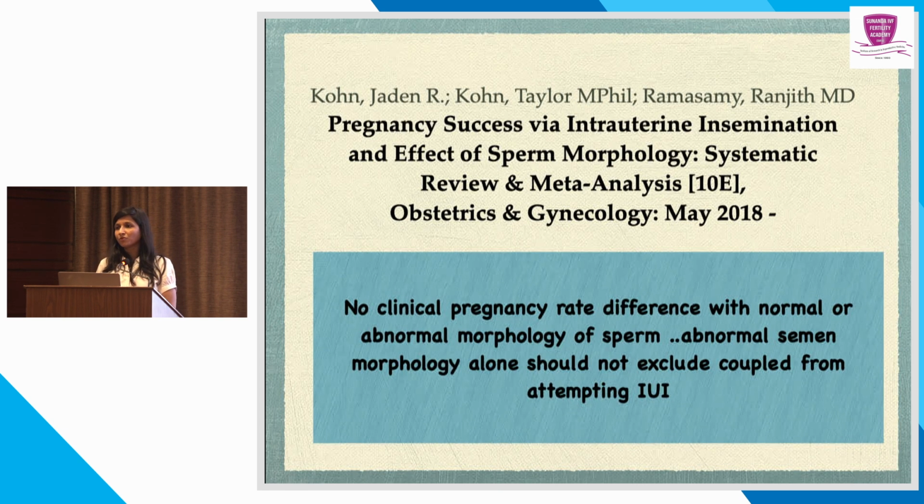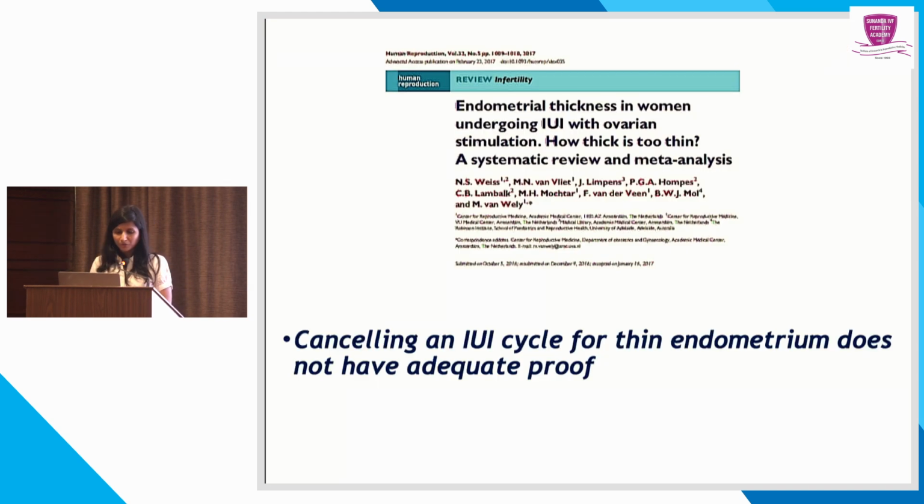It means that if 1% morphology is there, we can't say that you have low success of IUI, because there is more amount of TMSC, and TMSC doesn't take into consideration the morphology. It is only count, motility and the volume.